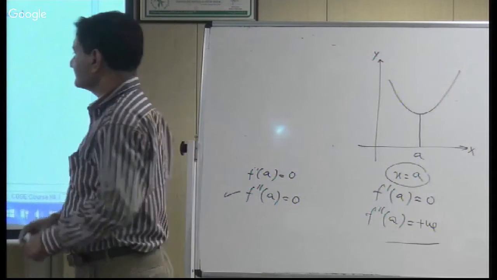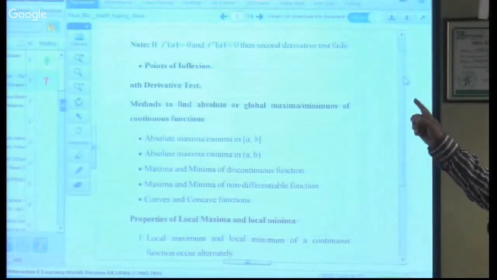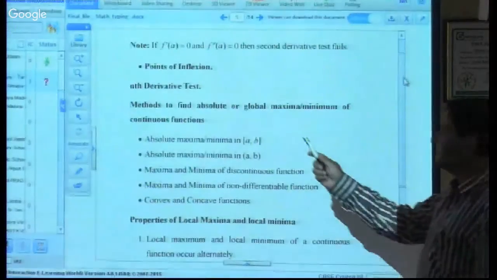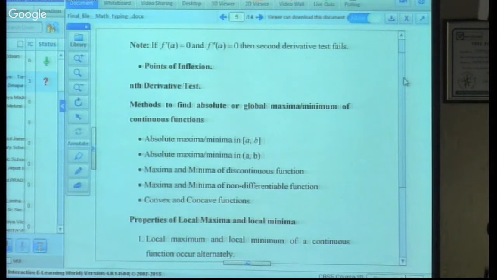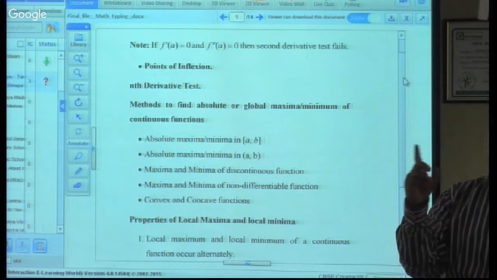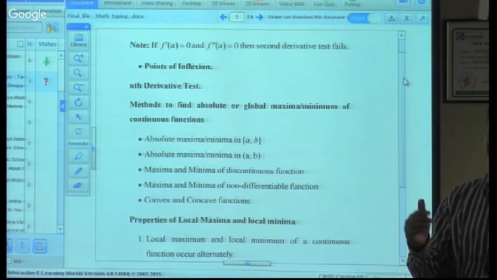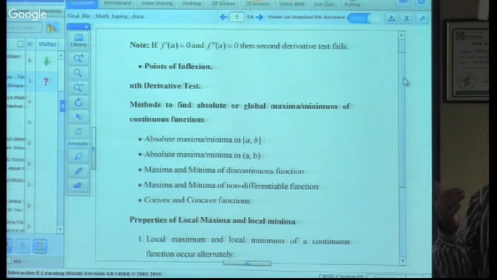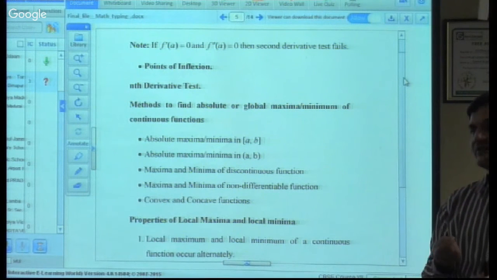Now next comes, next please. Yeah, this is what the note is. If the first derivative at a is 0 and the second derivative is also 0, we say the second derivative test fails. Now, what are points of inflection? I've already told you. If the first derivative does not change sign, then you can know it is a point of inflection. So in that way, the first derivative test is superior. The second derivative test can only differentiate between points of local maxima and minima if the function is continuous and twice differentiable, but it fails to tell us the point of inflection.